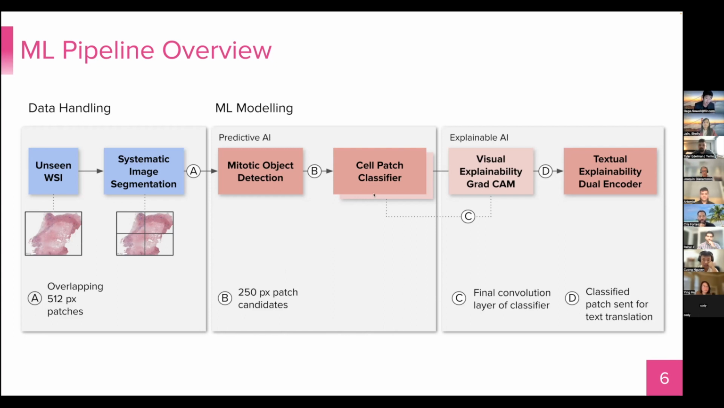So this additional step sort of acts like a double check to the object detection model and adds a level of robustness to the predictive AI portion here. In addition to that, the cell patch classification model also generates image embeddings, which then we can feed forward to our explainable AI portion here on the right. And that includes visual explainability through GradCam and class activation maps, and a textual explainability through a dual encoder model.